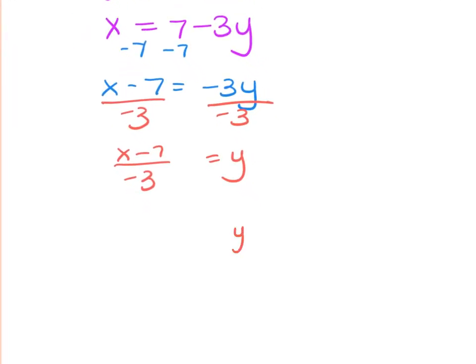Or I can split those, because sometimes I'm going to have to graph these, to negative 1/3 x plus 7/3. So I split that fraction into two parts, giving the 3 to both. The negative 3 went with the x and the negative 3 went with the negative 7.